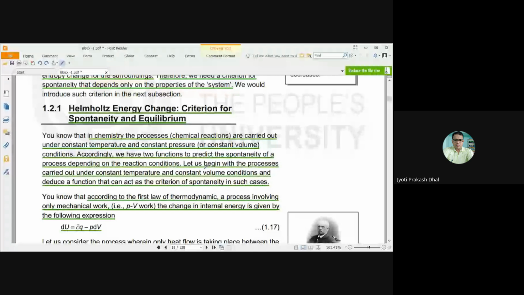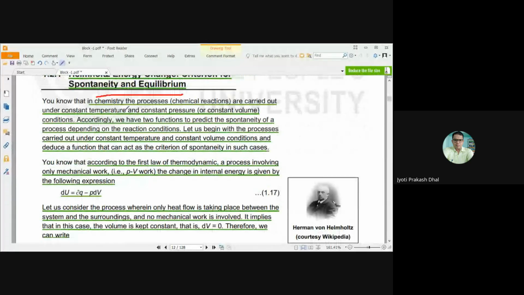Now the new function is the Helmholtz energy change, which is a criterion of spontaneity and equilibrium. In chemistry, the processes are carried out under constant temperature and constant pressure conditions. So here we will consider that the process should be carried out at constant temperature and constant pressure. That means an open process, just like the processes carried out in our laboratory, and accordingly we have two functions to predict the spontaneity of a process depending upon the reaction condition.